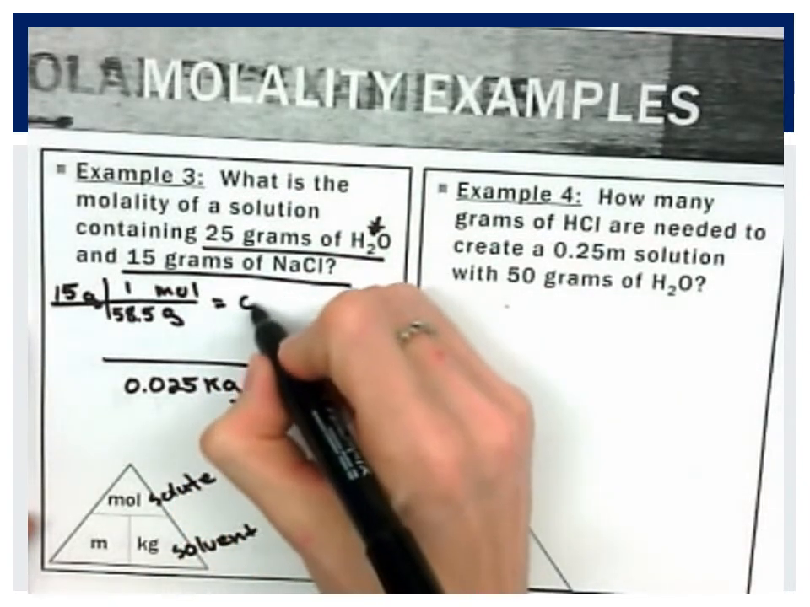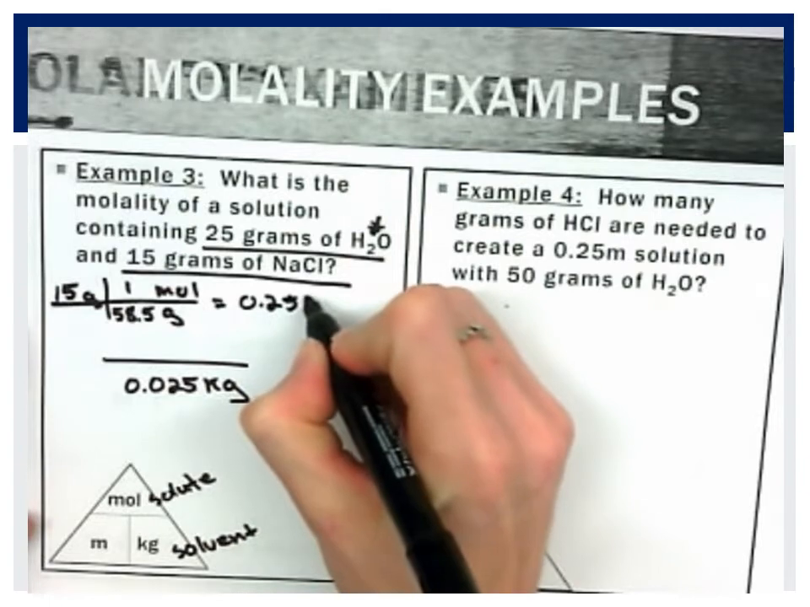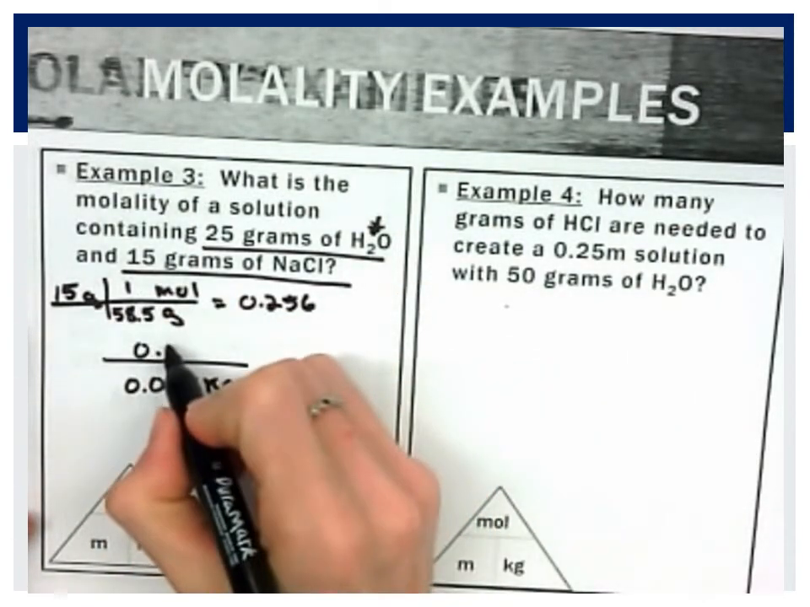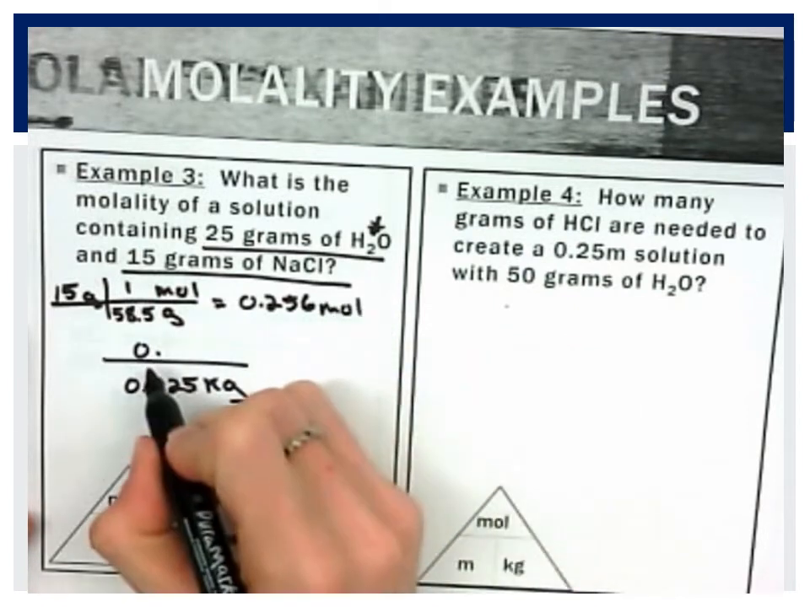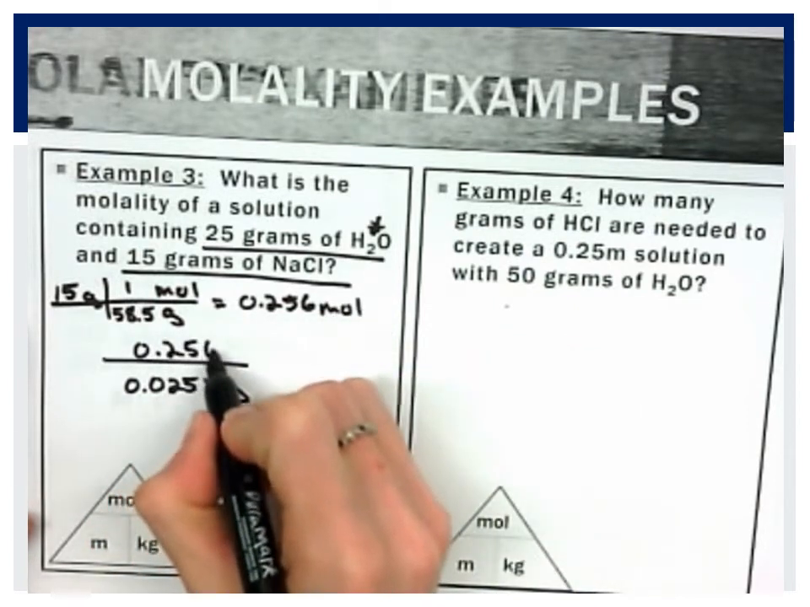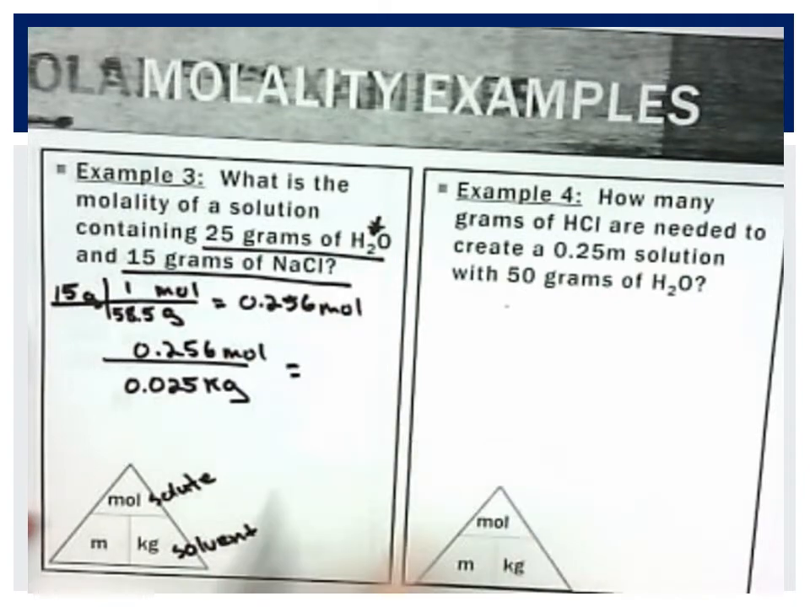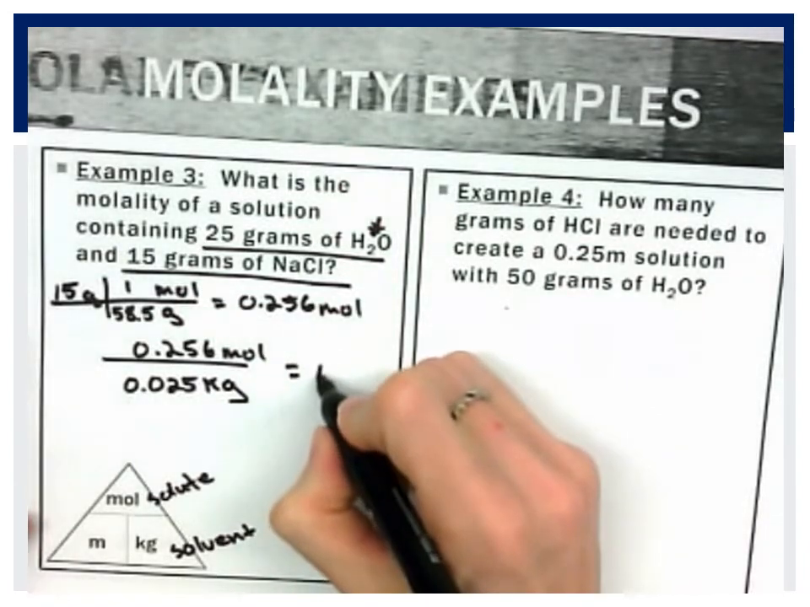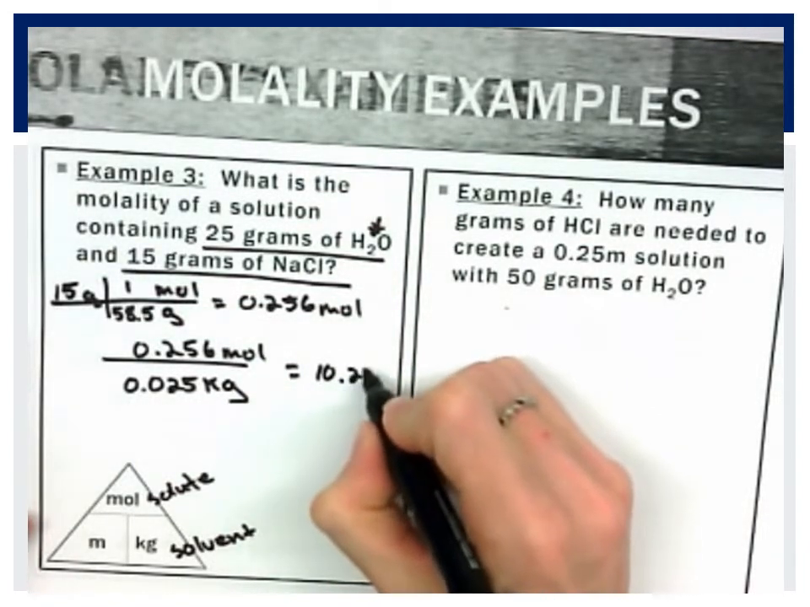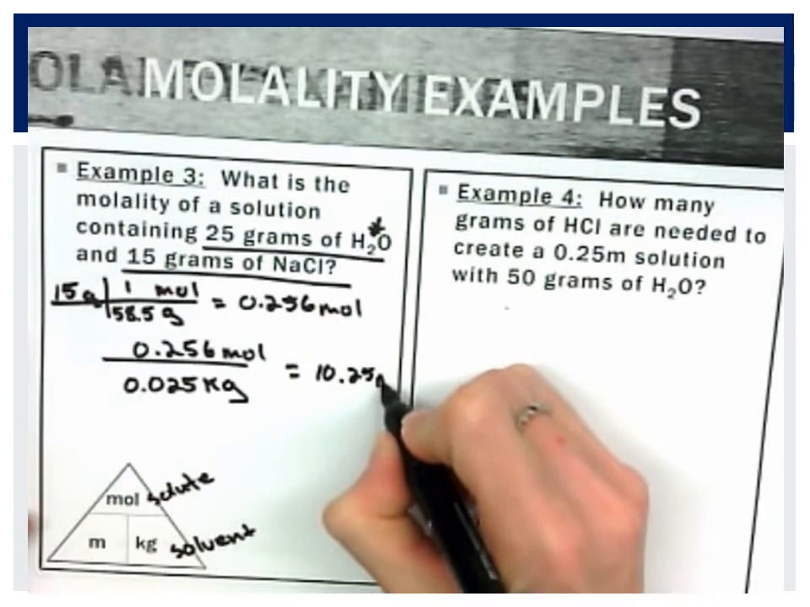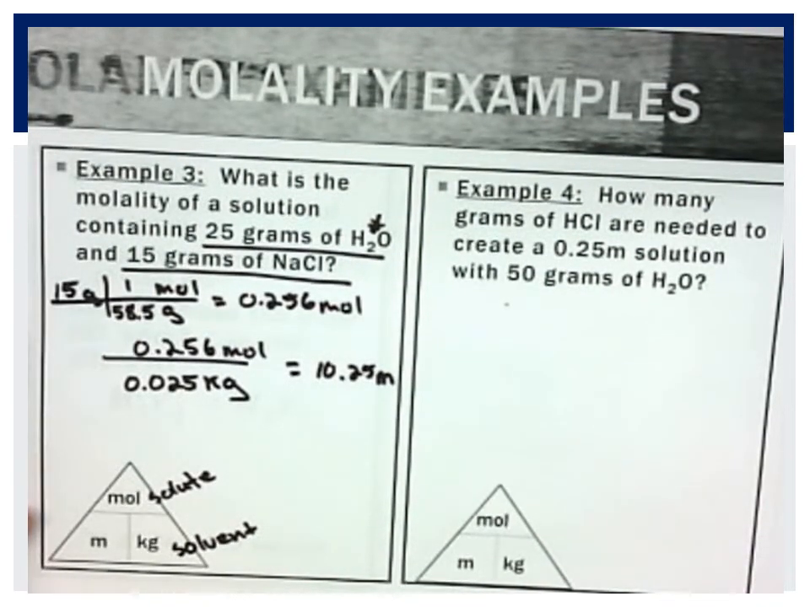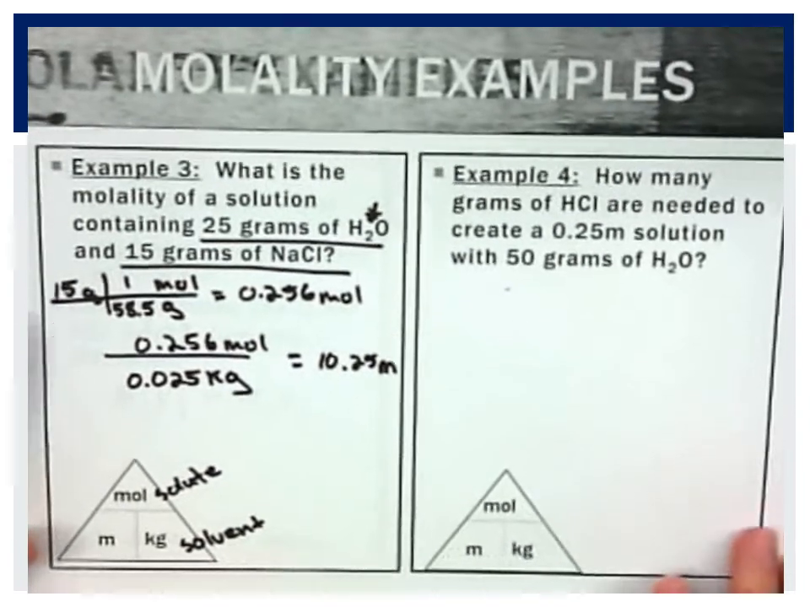I get 0.256. That goes here, that's my moles. 0.256 moles. And moles per kilogram, I get 10.25, and then little m, molal solution. So big M we say molar, little m we say molal.